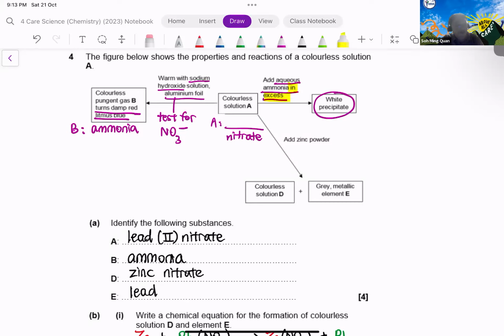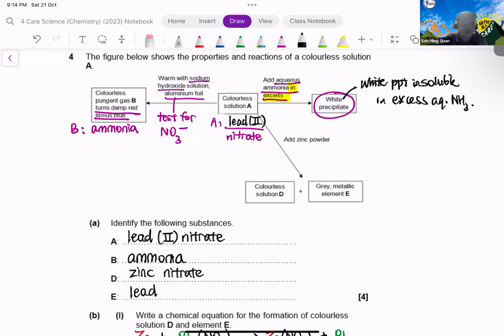What it means is that the white PPT is insoluble in excess aqueous ammonia. That's why the white PPT still remains after you added excess aqueous ammonia. So which PPT is insoluble in excess aqueous ammonia? You think back, you have learned zinc or lead. Must be lead(II) nitrate. The 2 is important. All right. Zinc cannot be the answer because zinc forms a white PPT, but the white PPT, zinc hydroxide, dissolves in excess aqueous ammonia. So in this case, must be lead(II) nitrate.